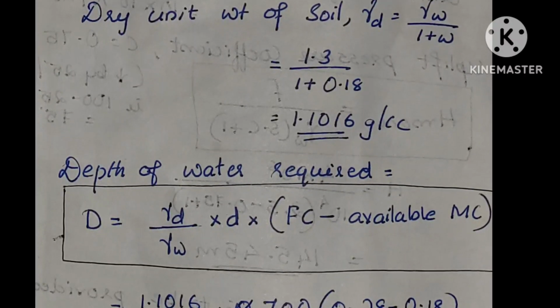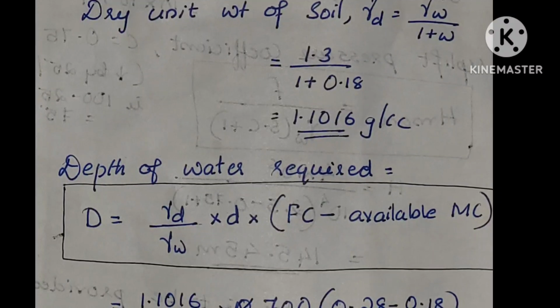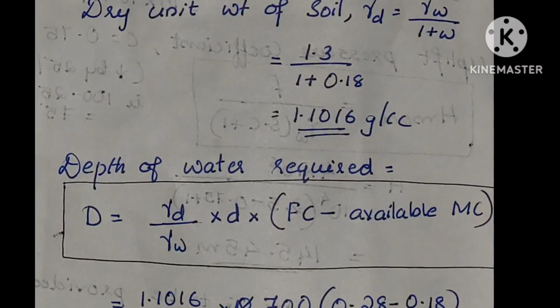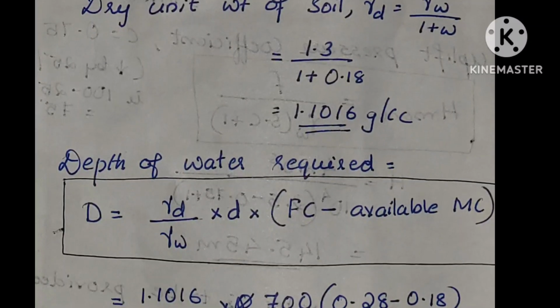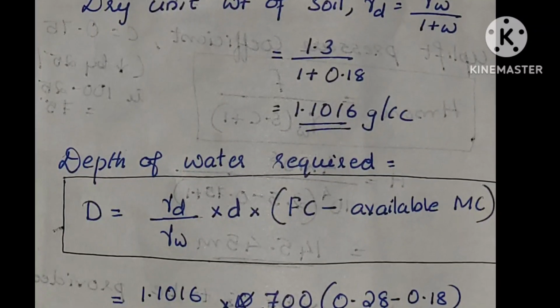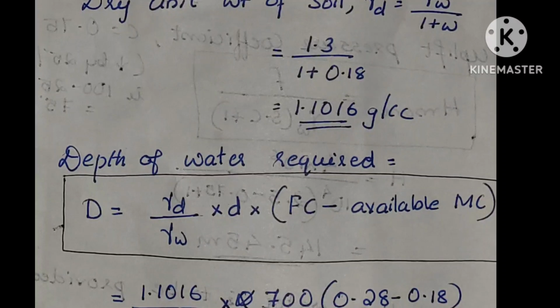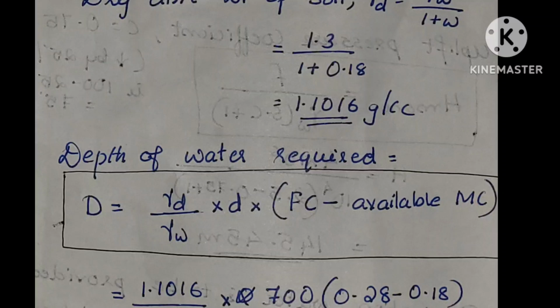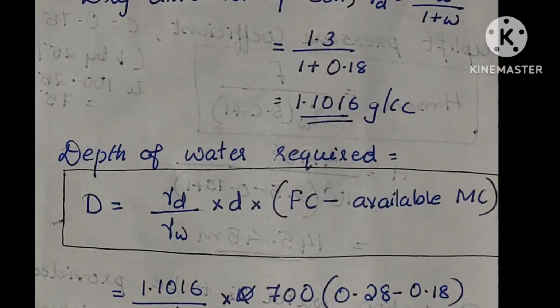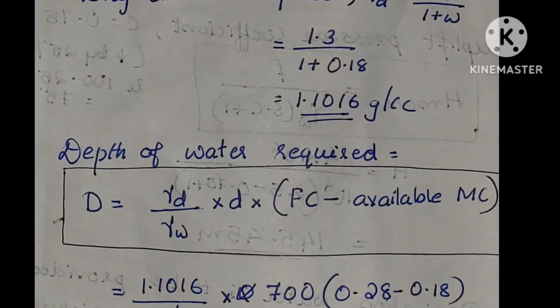So the depth of water required is found by using the formula. First of all, we have to find out the value of d by gamma W d. In our question, the density of soil at the existing moisture content is given. So gamma d is found by gamma d equals gamma W by 1 plus W.